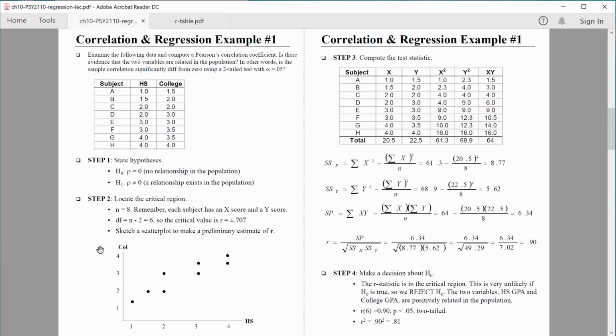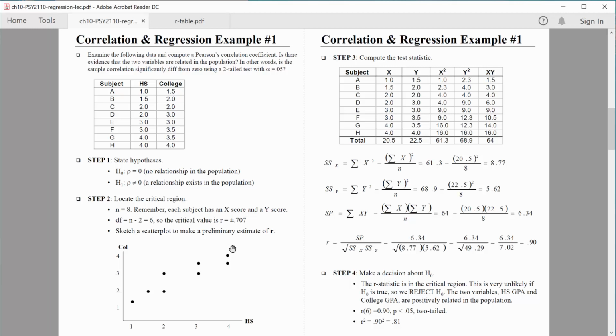So when I look at that, I can now make a preliminary estimate of R. In other words, I can just look at the data and then guess what my R coefficient might equal. You can see that's clearly a positive correlation. We're heading from the lower left to the upper right. And if you were to draw an imaginary straight line best fitting these data points, you'd see that those data points are going to be pretty darn close to that line. In other words, that's a really strong positive correlation.